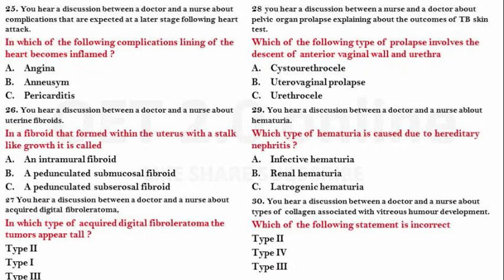Uterovaginal prolapse involves the descent of the uterus, the cervix, and the vaginal vault. Enterocele is prolapse of the posterior uppermost part of the vagina with loops of small intestine that have accumulated inside. Rectocele involves descent of the lower posterior wall of the vagina and the rectum which bulges into it. Question 29. You hear a discussion about hematuria.